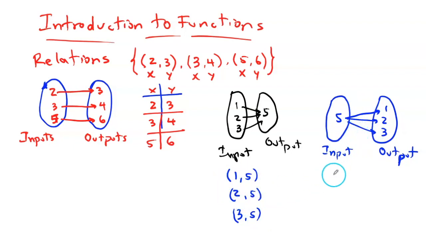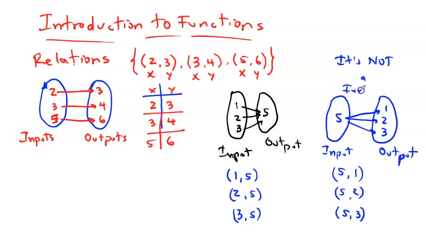Let's go over here. The 5 has the 1. The 5 has also the 2. The 5 has also the 3. So this relationship here is not a function, because you see that the 5, which is my input, has three outputs: 1, 2, 3. Therefore, this is not a function.